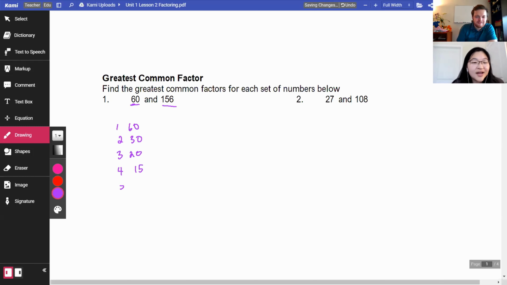5 and, wow, 60 is such a great number. 5 and 12. You actually have a name for it. I'll say it in a second. 5 and 12. 6 and 10. 6 and 10. Oh my gosh. Why is this list still going? 7 doesn't work. And then 8 and 9 also don't work, right? I guess if 7 doesn't work, then there's no way 8 and 9 will work.